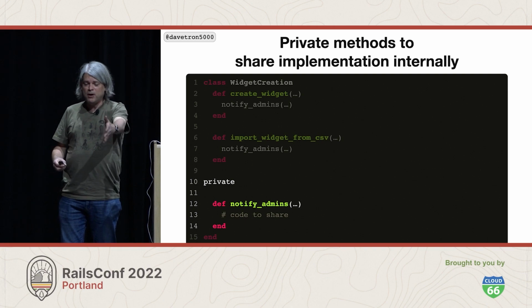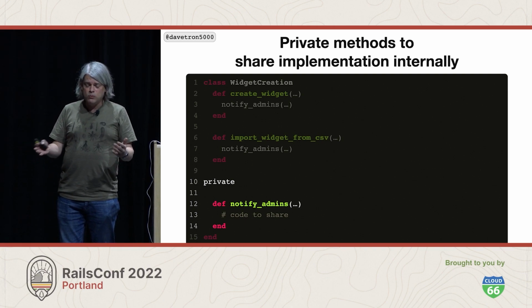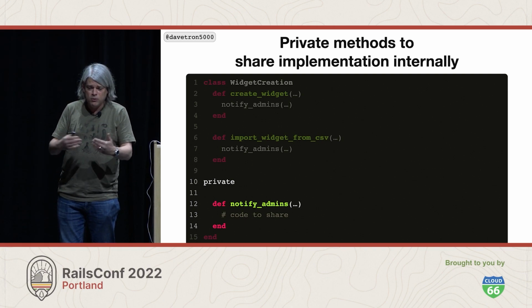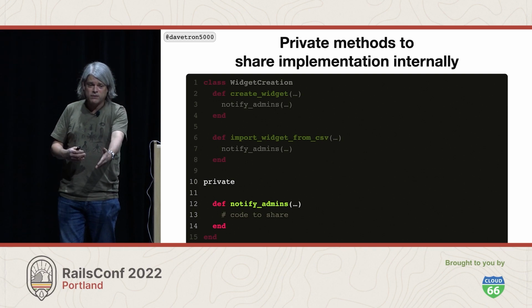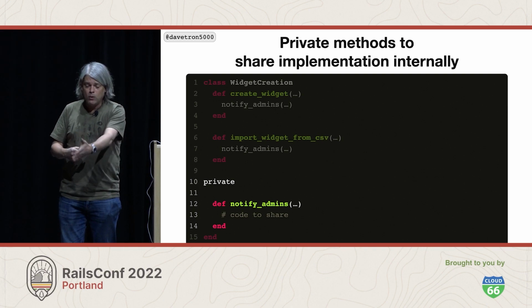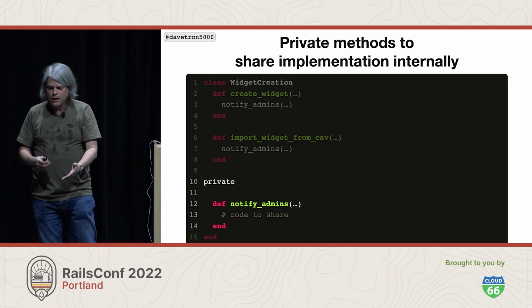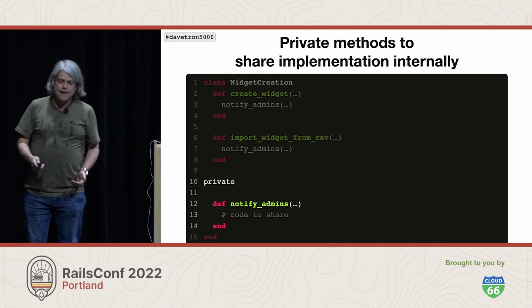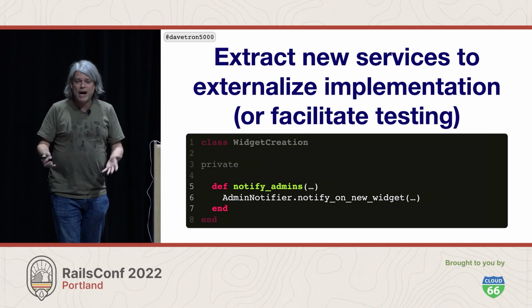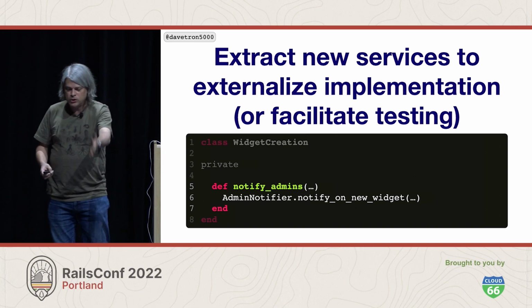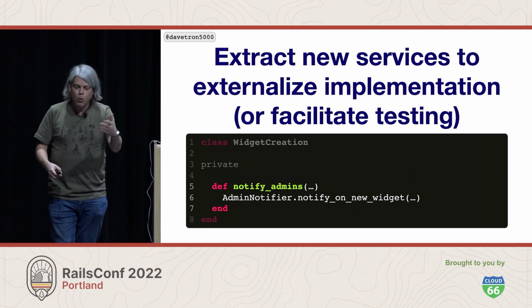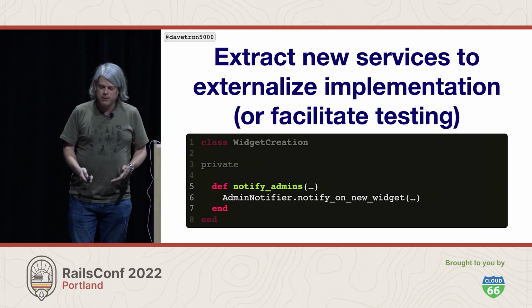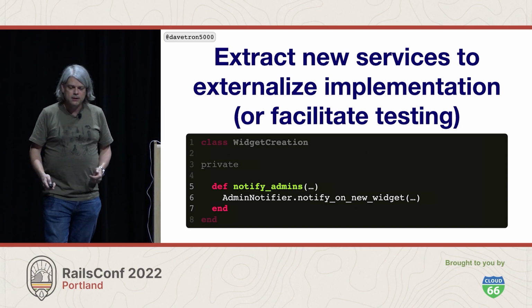Because you've got 2 public methods that are tested, and you made Dave Thomas happy and removed duplication into the private method that you don't have to test because it's covered, and no one will call it, or shouldn't call it. That's kind of nice. But if it gets too complicated, you can just extract that to its own service, and then widget creation calls the admin notifier service. What do you think the admin notifier does, right? It probably notifies admins. You know, that's a good guess.